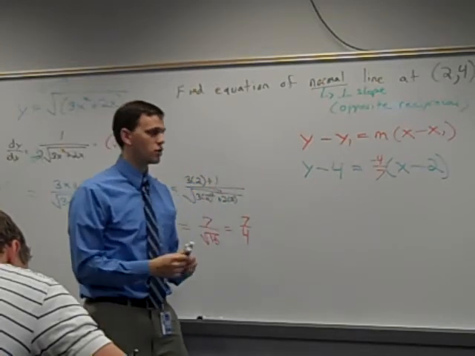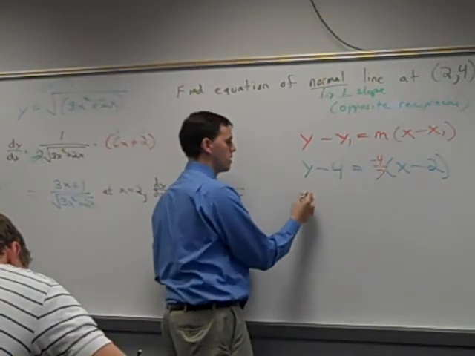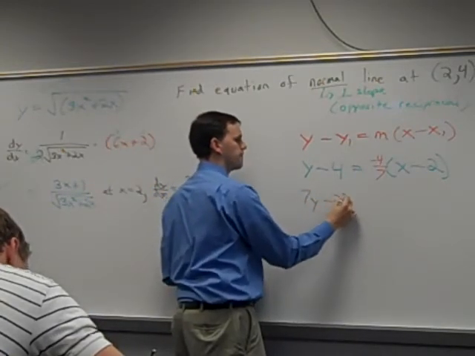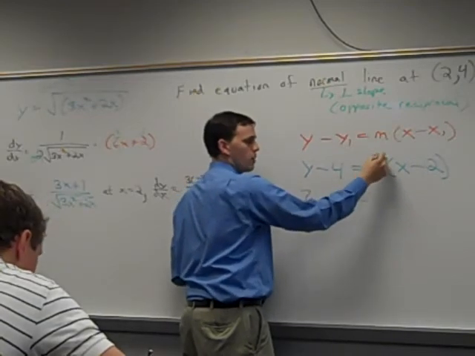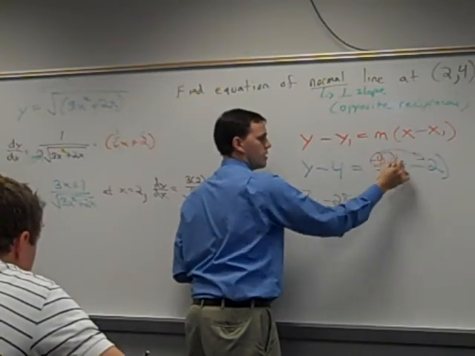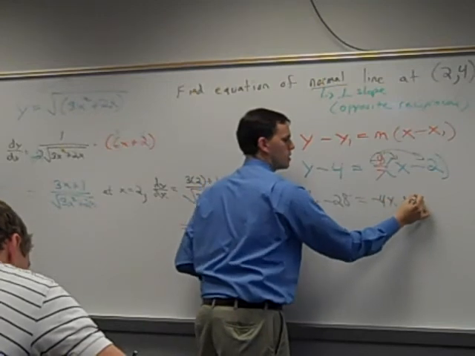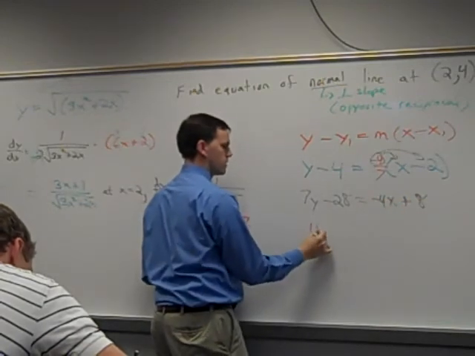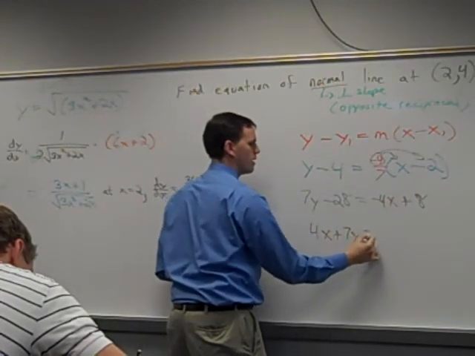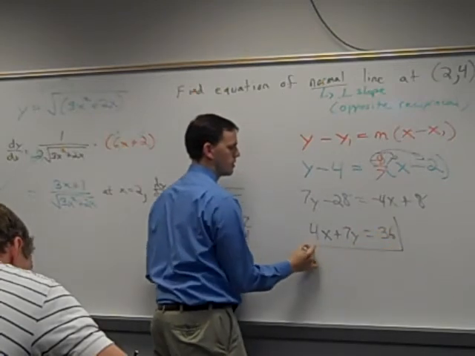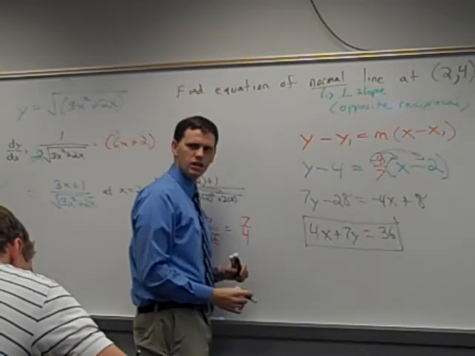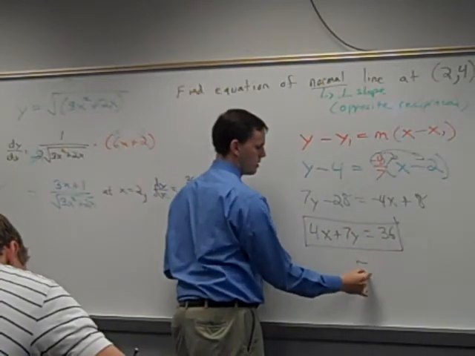It just makes it easier on ourselves to multiply both sides by 7 to get 7y minus 28, and distribute the negative 4 on the inside to get negative 4x plus 8. So we have 4x plus 7y equals 36. There's my answer. What letter is that? E? E.